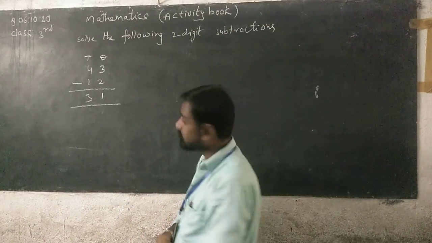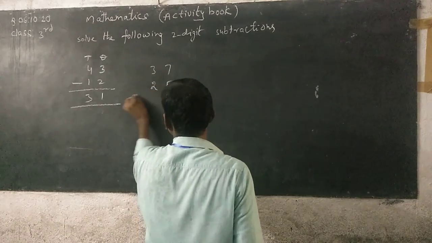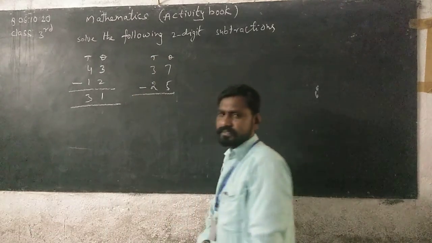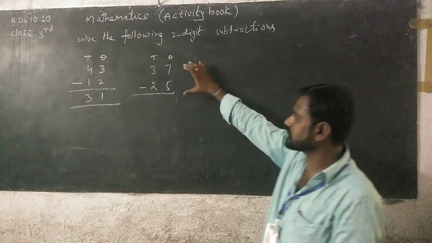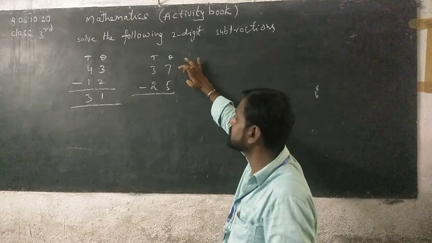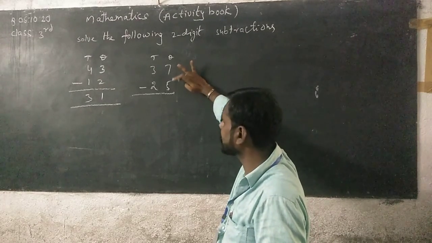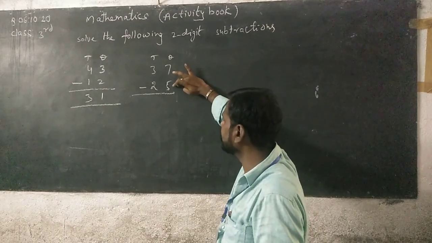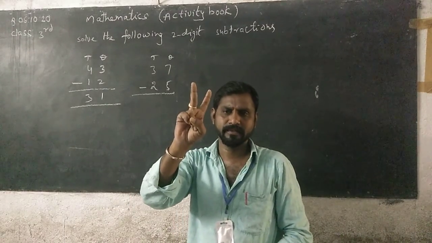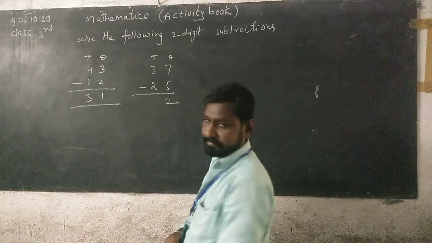Now, next 37 minus 25. See here, this is the ones place, this is the tens place. First, subtract the digits in the ones place. See here, 7 minus 5, it is possible, means 7 is a bigger number than 5. So you can count 5 after up to 7. 5 after 6, 7. How many did you get? 2. Write it down in the ones column.